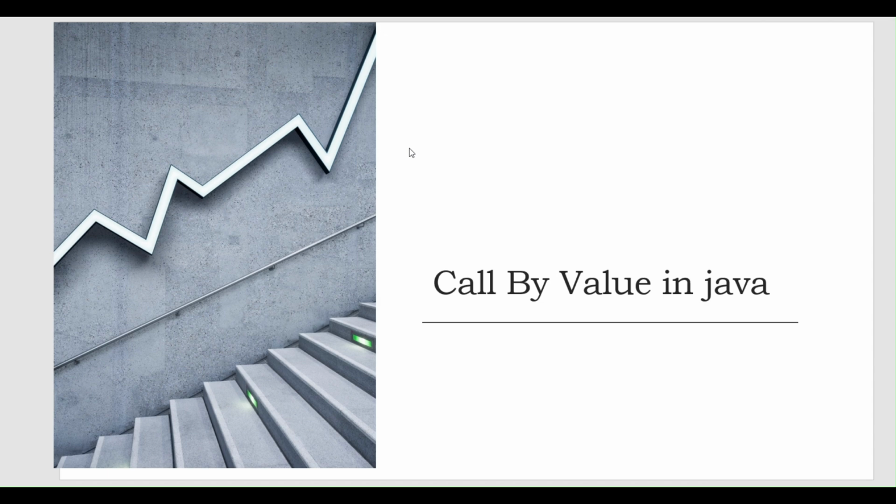However, in the case of objects, it looks like call by reference, but in that as well, references are copied, and the memory address is not passed to the methods. So we will quickly check how we implement call by value in Java via different examples.